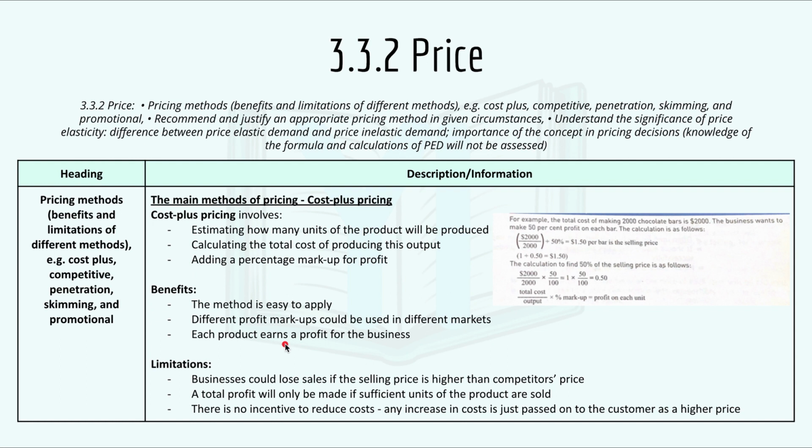But limitations include the business could lose sales if the selling price is higher than competitors' prices. Number 2, a total profit will only be made if sufficient units of the product are sold. Number 3, there are no incentives to reduce costs, and any increase in cost is just passed on to the customer as a higher price.